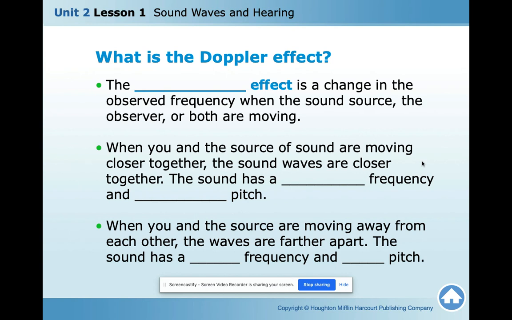When you and the source are moving away from each other, the waves are further apart. So now that the ambulance is driving away from you, the sound has a lower frequency and a lower pitch. And that's because the ambulance is driving away from you, so it's now spreading out the distance that the frequency and the wavelengths come out. So it's a lower frequency, so it has a lower pitch.